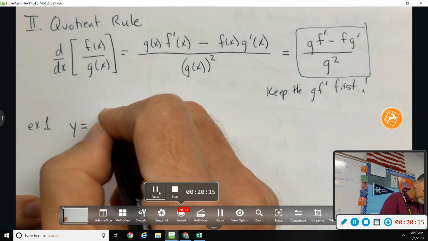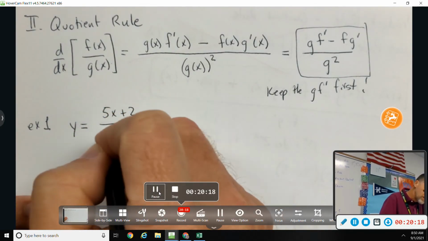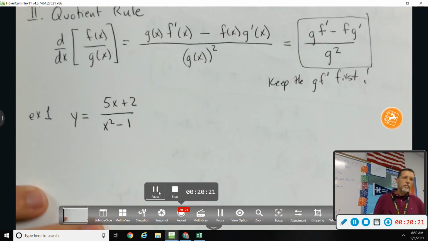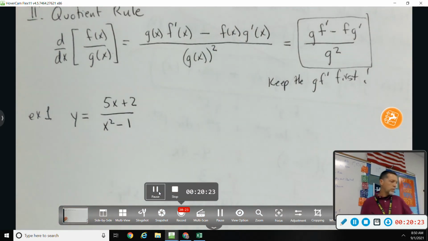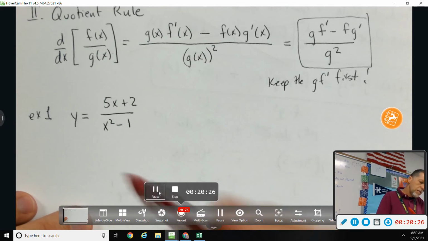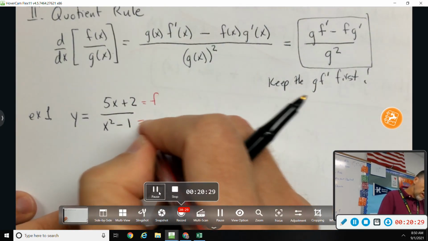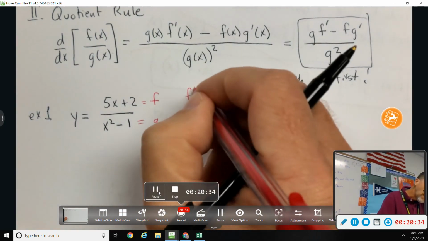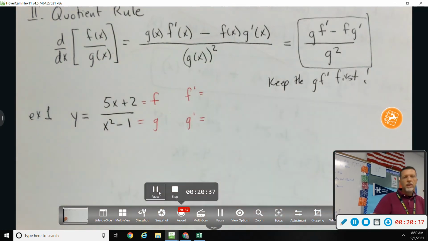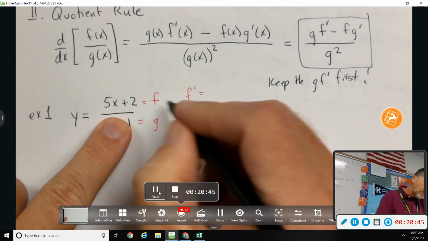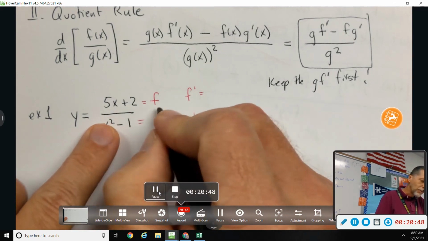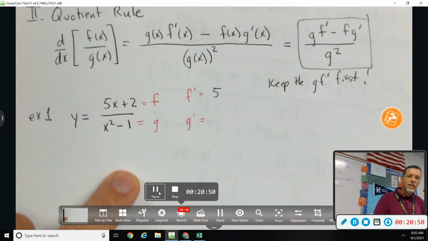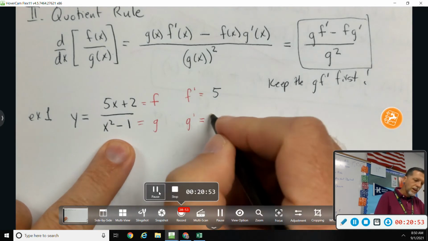All right, let's do one with the quotient rule. Y equals 5x plus 2 over x squared minus 1. Again, at least early on, I like to label them, and out to the side, write out f prime and g prime. Once you've done these 100 times, you might start doing this stuff in your head. Don't do that yet. F prime, I'm trying to go fast a little bit here. F prime would be 5. What about g prime? 2x.